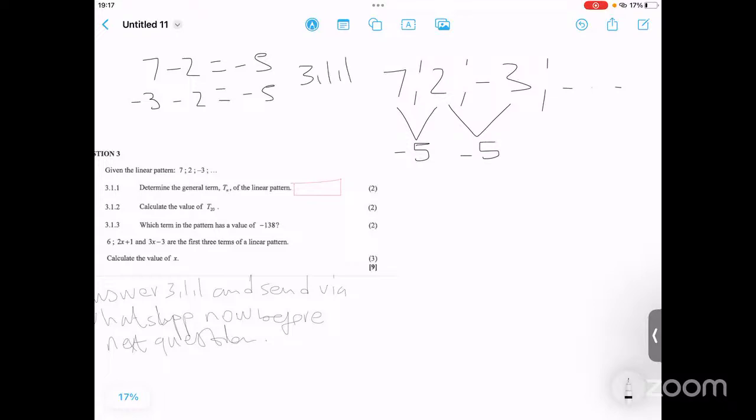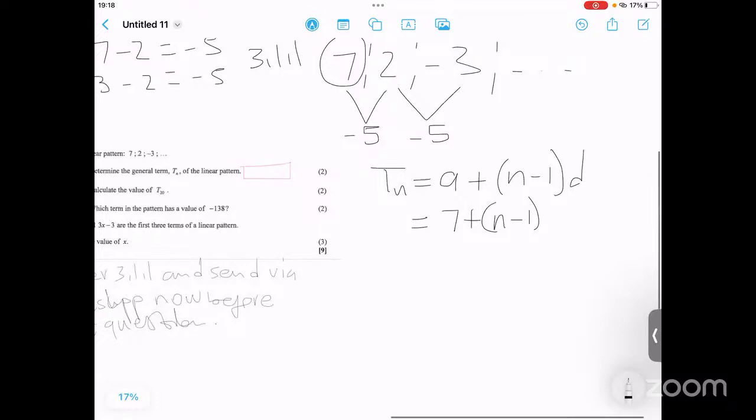After writing 3.1.1, that's what you do. And from there, you therefore say, okay, this is a linear pattern, and the formula for a linear pattern is Tn equals A plus (n minus 1) D. This is the general equation or formula for dealing with a linear pattern. What is A? A is our first term of the sequence, plus n minus 1. What is D? D is the common difference.